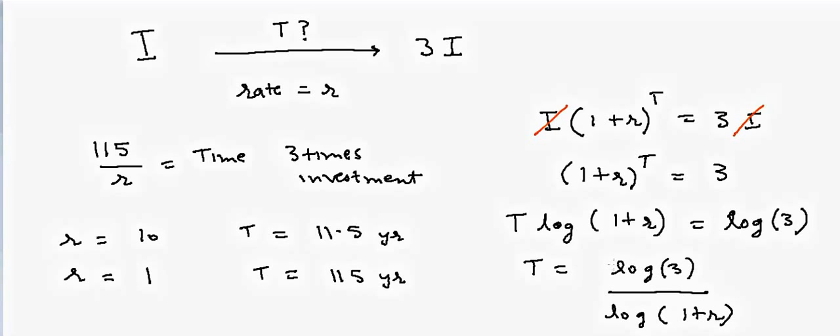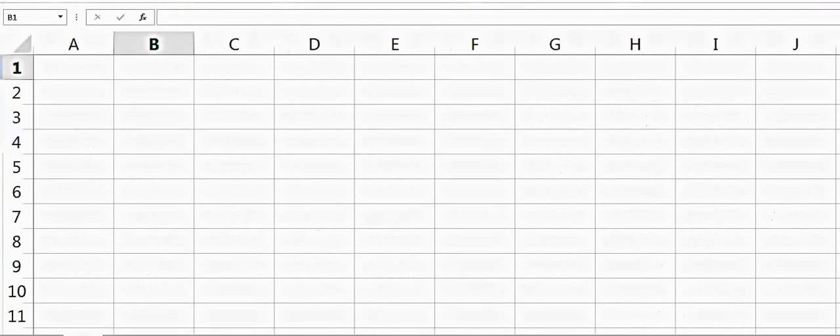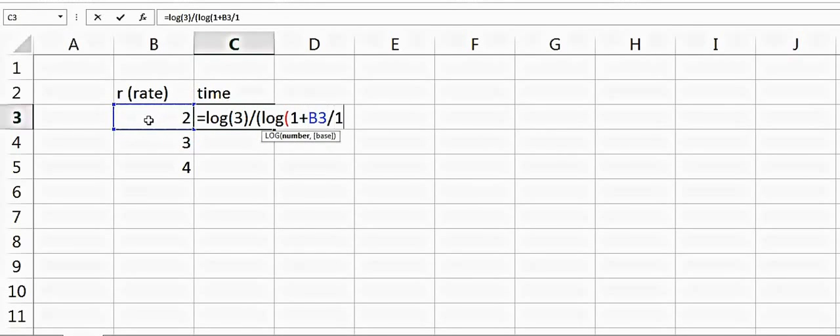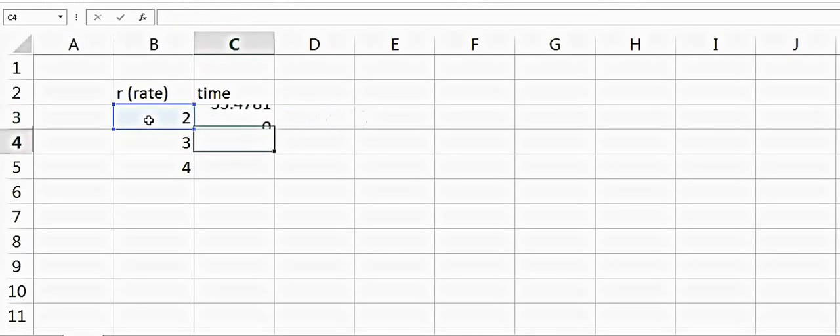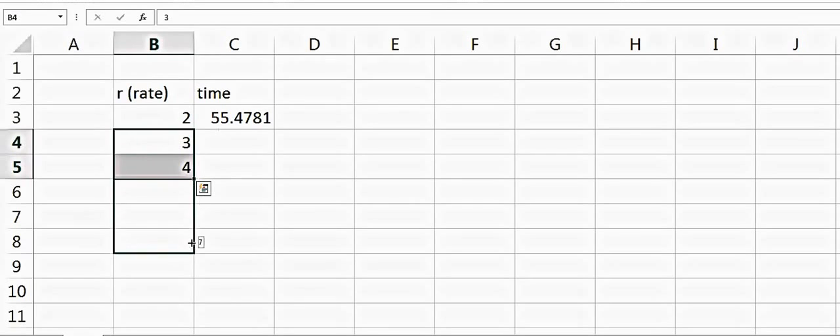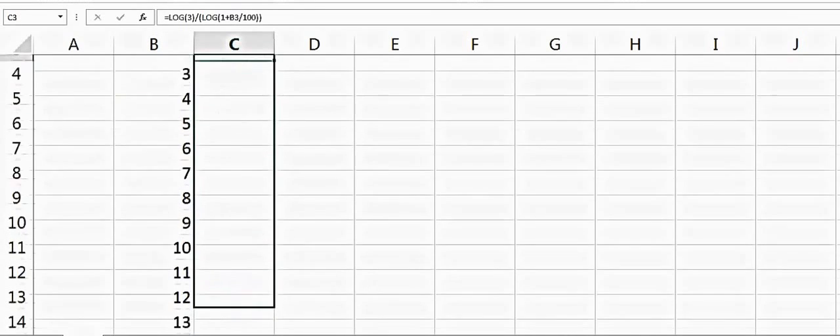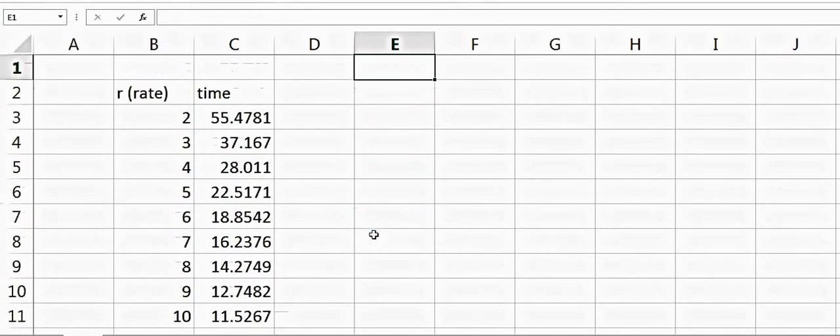So let's try to solve this equation in Excel. So if I go to Excel, I can say suppose r is my rate, and we have the rate varying from 2, 3, 4, and our time will be equal to log of 3 divided by log of 1 plus rate, right? So this should be our time. Now we can keep extending this rate to suppose 13%, and we can calculate the time for the investment to be 3 times for all these years. So that's how we get the time.